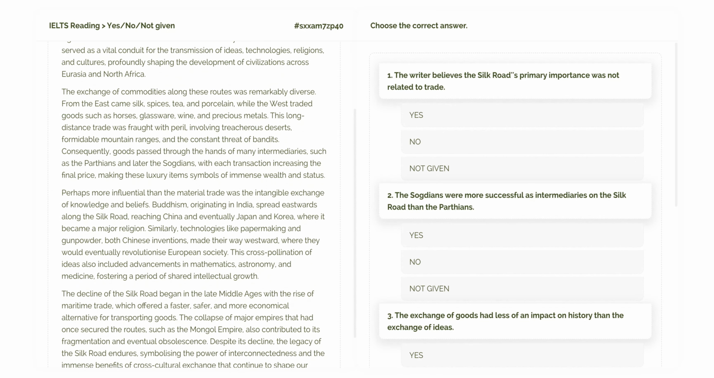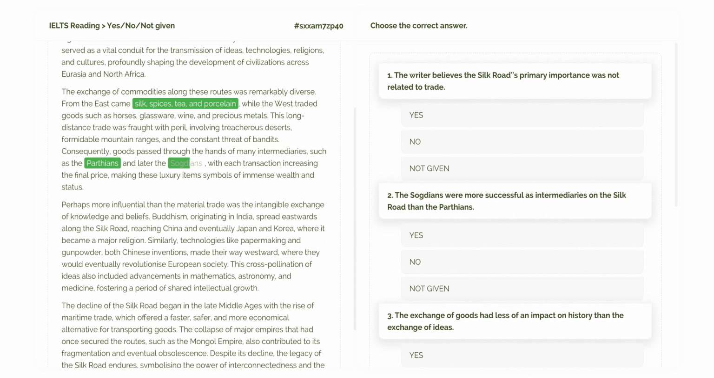Paragraph 2 gives us more detail about the trade itself. It lists the different types of goods exchanged and mentions the dangers of the journey. We'll mark the names of goods like silk, spices, tea, and porcelain, and also the names of the intermediary groups, the Parthians and the Sogdians. These are great keywords to scan for later.